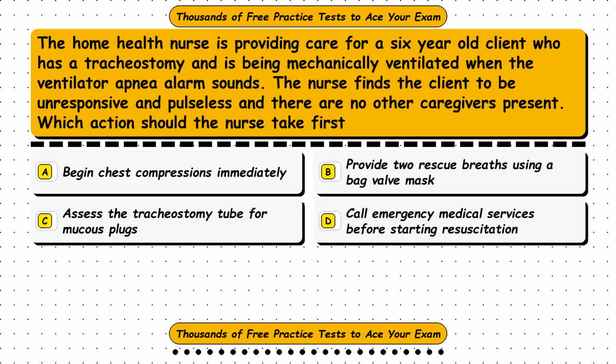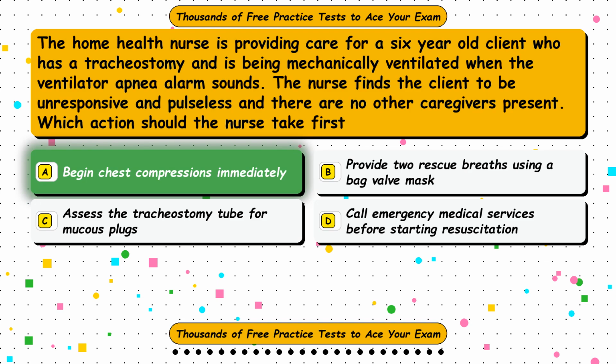Question 17. The home health nurse is providing care for a 6-year-old client who has a tracheostomy and is being mechanically ventilated when the ventilator apnea alarm sounds. The nurse finds the client to be unresponsive and pulseless and there are no other caregivers present. Which action should the nurse take first? Option A, begin chest compressions immediately. Option B, provide 2 rescue breaths using a bag valve mask. Option C, assess the tracheostomy tube for mucus plugs. Option D, call emergency medical services before starting resuscitation.